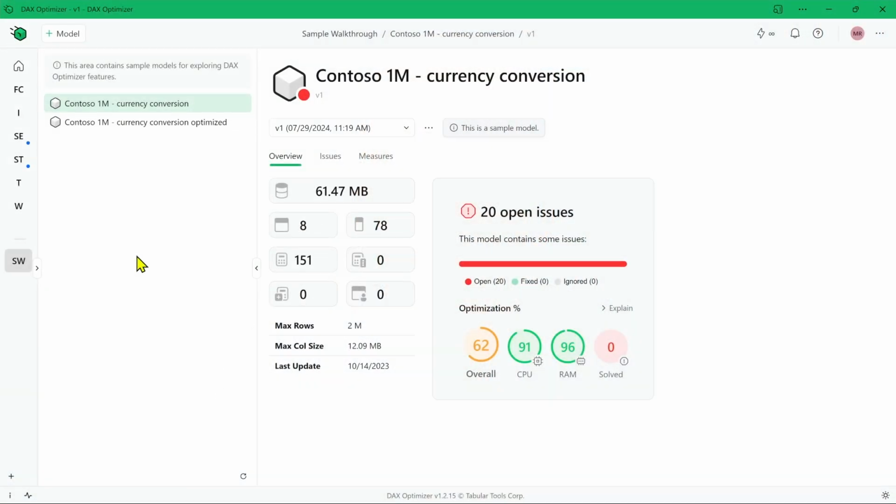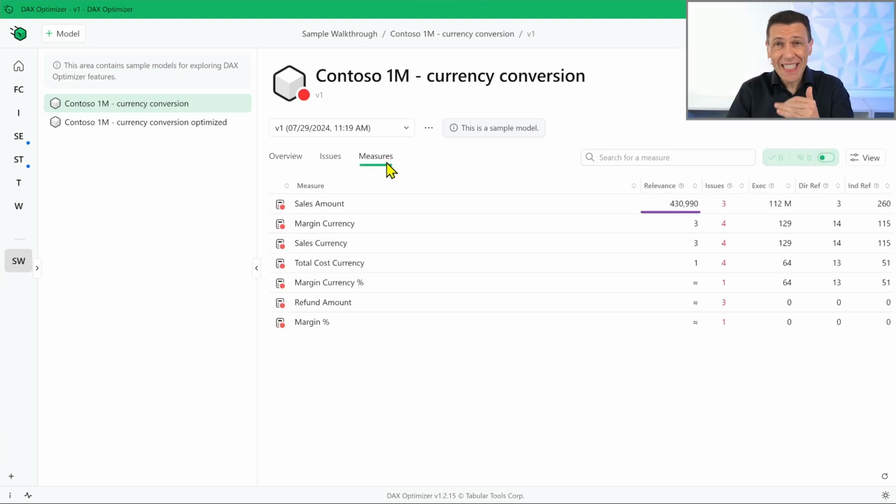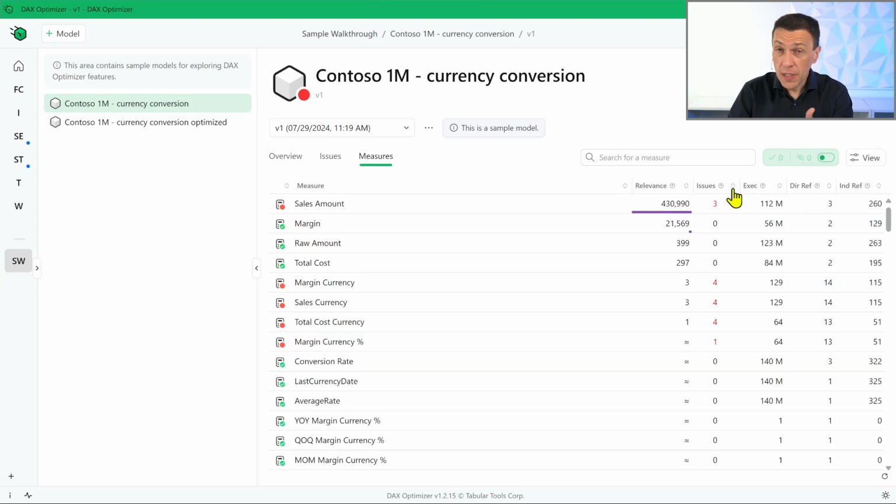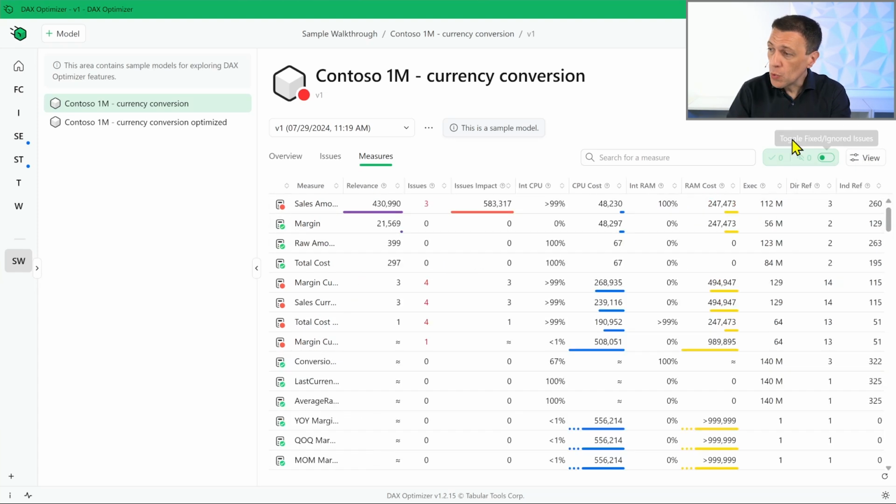capacity. For example, let's take a look at the list of the measures of a model we analyzed. We can extend the list to all the measures, not only those that have issues. And we can enable an expert view where we can see more detailed information about the CPU cost and the RAM cost. What does it mean?